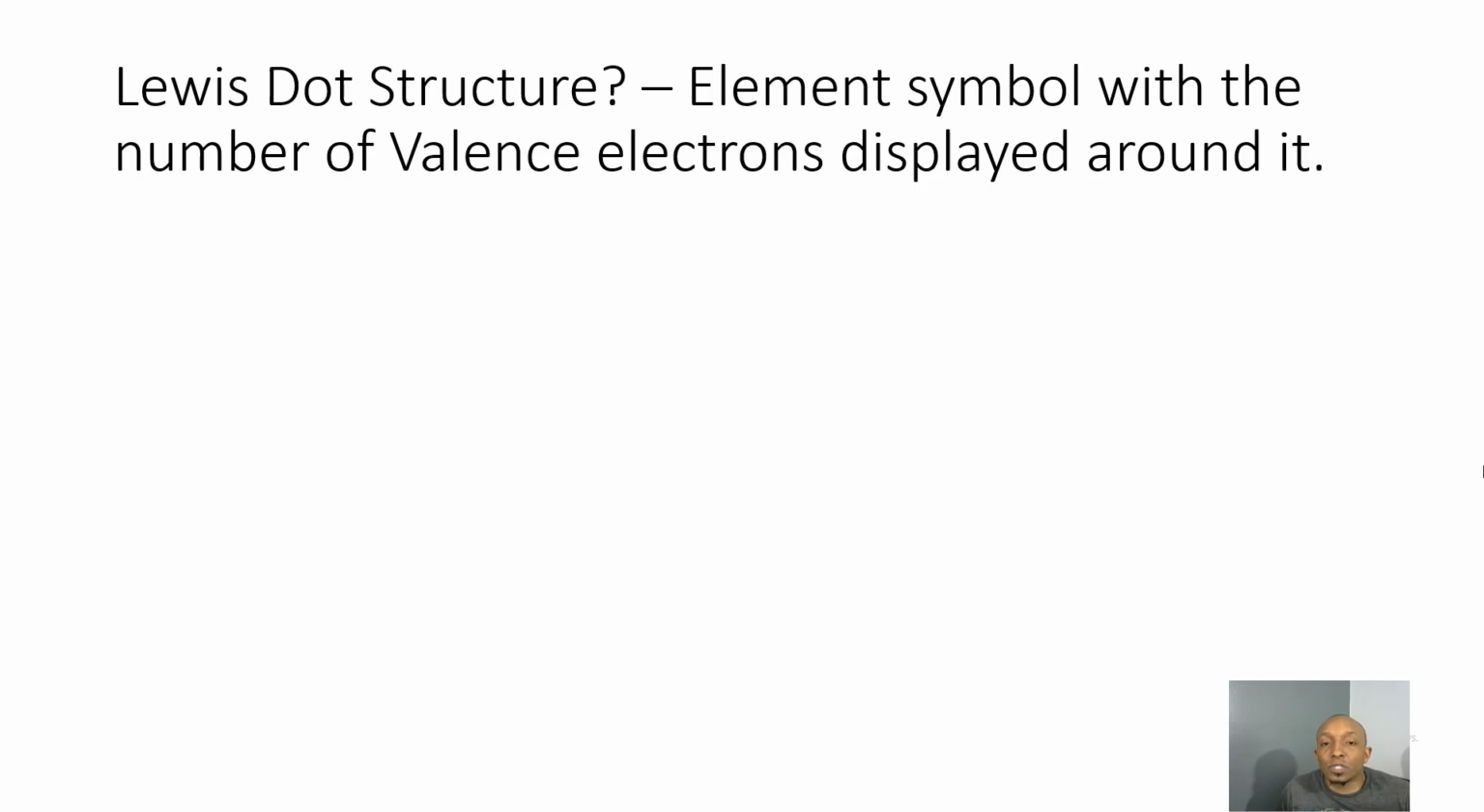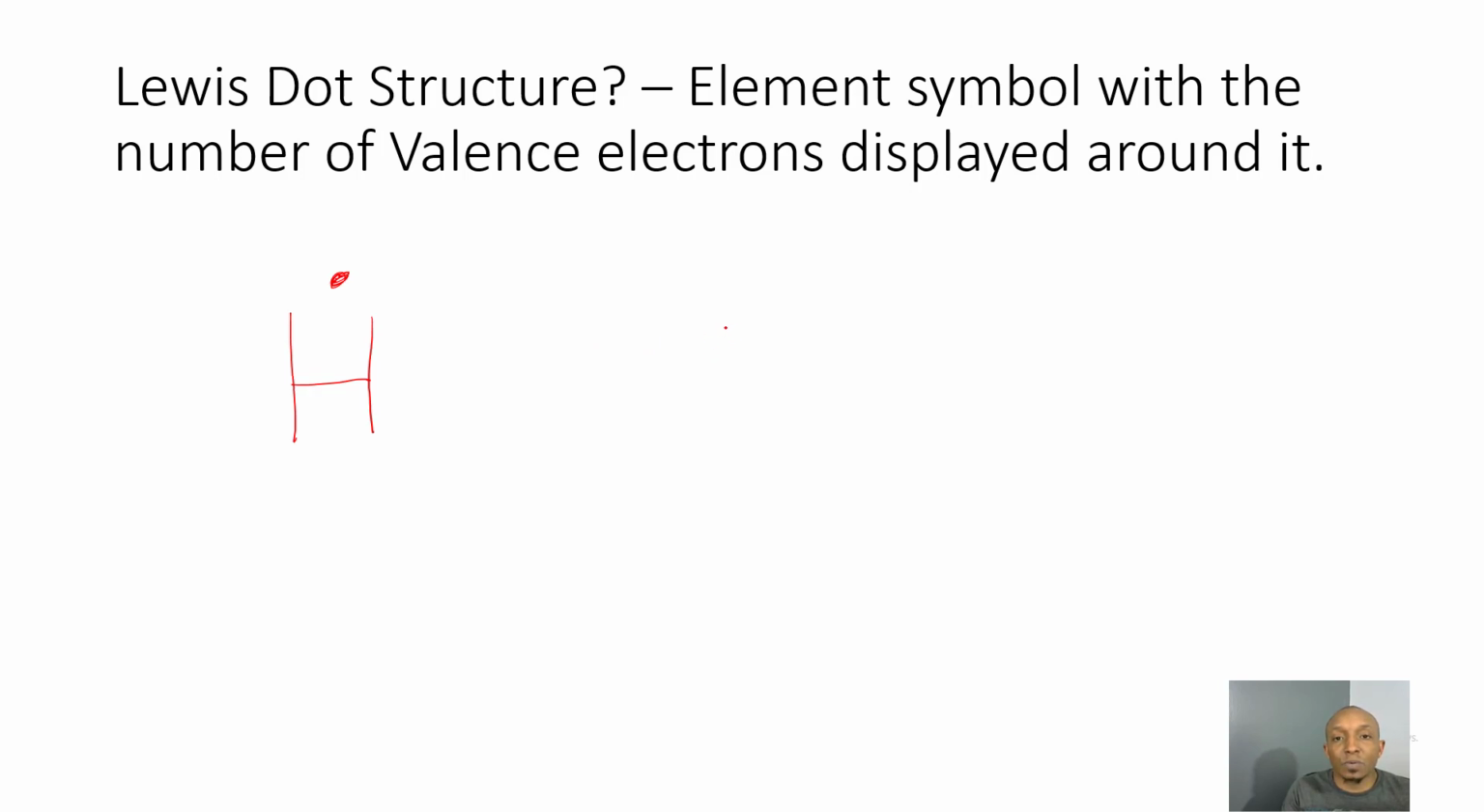So Lewis dot structures. What are Lewis dot structures? They're actually quite simple as well. They're element symbols with the number of valence electrons displayed around them. So I'll give an example. Let's look at hydrogen. Hydrogen has one valence electron, so I draw the symbol for hydrogen, which is H, and then I put that one valence electron, and there we're done.